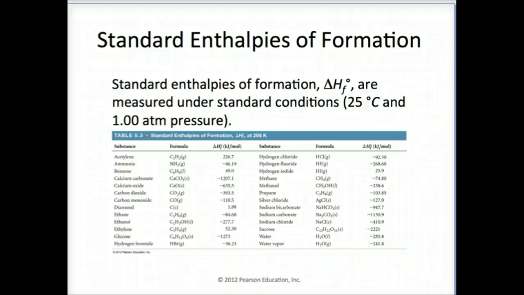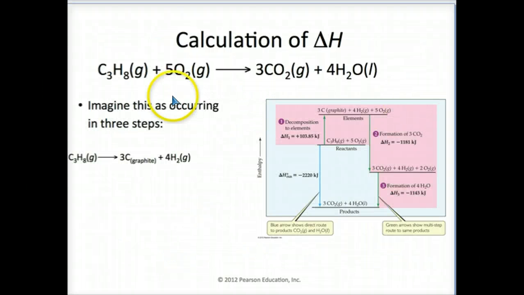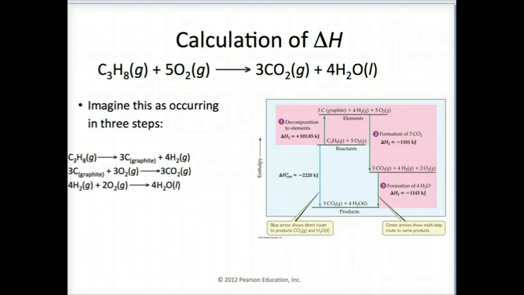So the point is, if I know these, I can look at a net equation, okay, propane producing CO2 and H2O, and I can actually break it down into steps. And the advantage of breaking it down into steps is it allows me to actually look at and determine my enthalpy changes at each place along the way. This is the power of Hess's law. So I'm going to combine these into one equation.